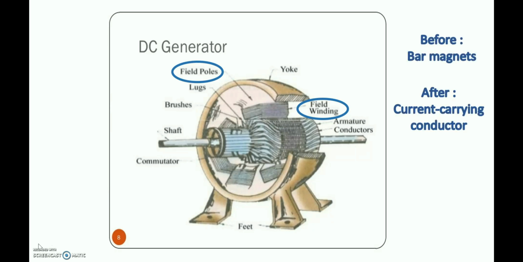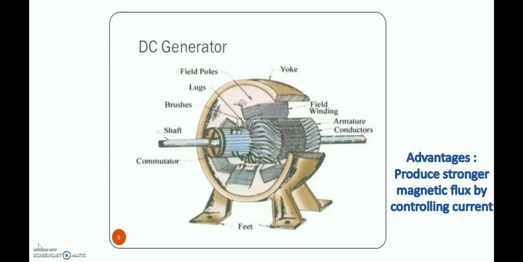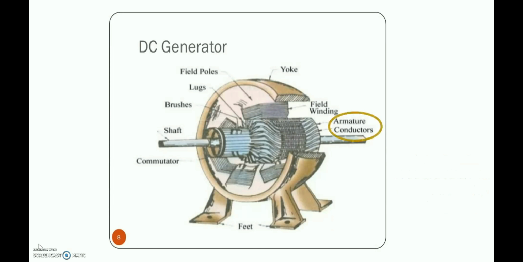In conventional DC generators, magnets are not used anymore to produce magnetic flux. Instead, they use current-carrying wire coils to produce magnetic flux so that the strength of the magnetic field can be controlled by changing the current input.